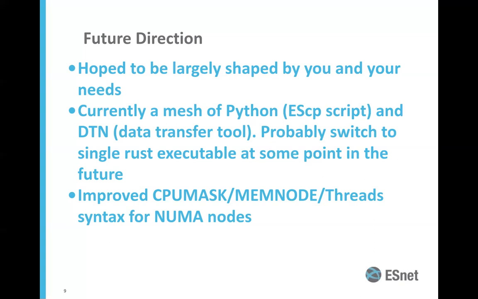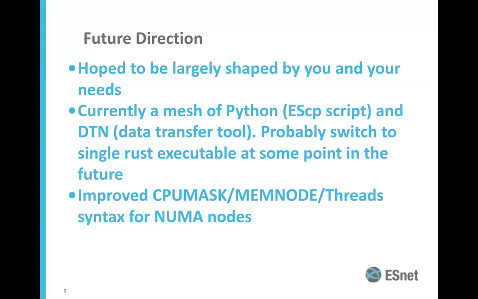That's the revised syntax for NUMA nodes, where you will have a CPU mask, a memory node, and then the number of threads that would apply to that stanza. And as the DTN application gets initialized, it would just pick threads from that particular node until it's full and then go on to the next, and so on and so forth.